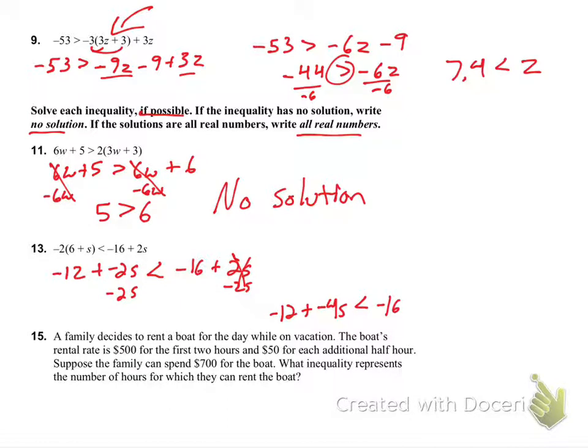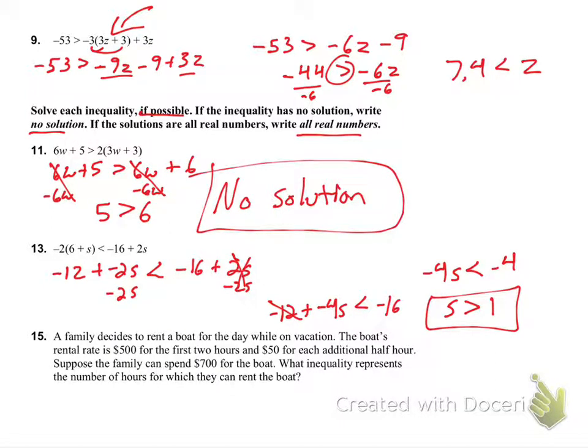I'm going to add 12 to each side, and that'll cancel this out. So I'll have negative 4s is less than negative 4, and then I have to divide. Because I have to divide by negative 4, I'm going to flip the sign, and then negative 4 divided by negative 4 is going to be equal to 1. So s is going to be greater than or equal to 1.